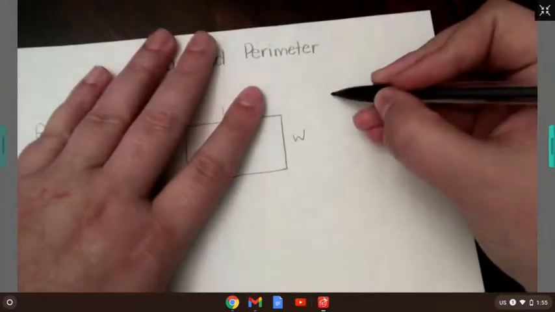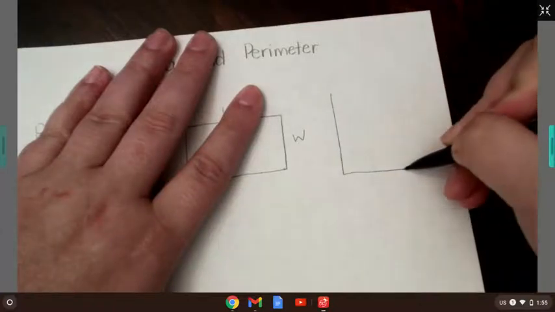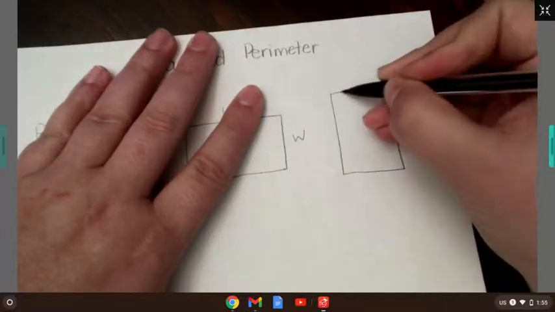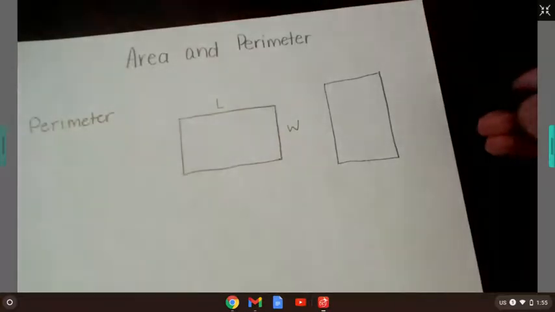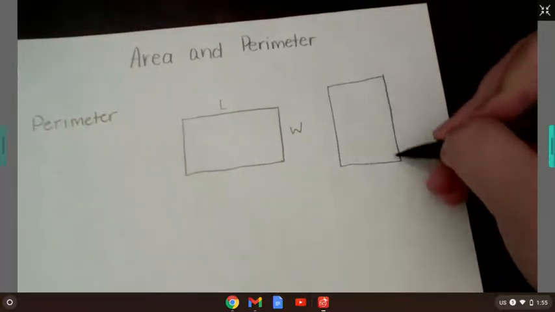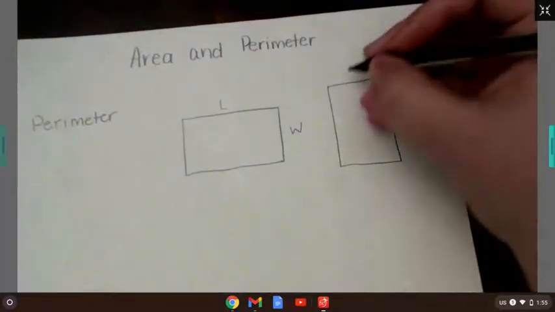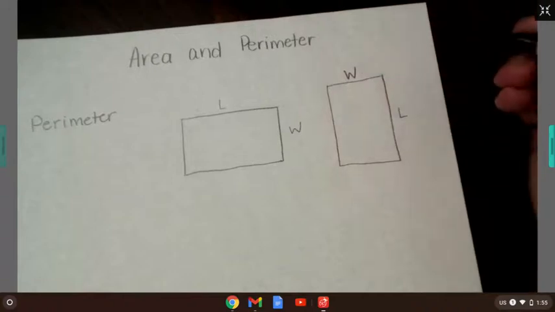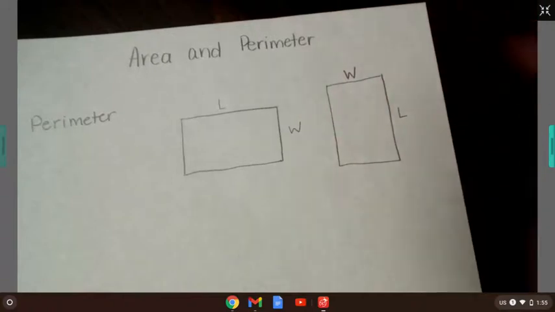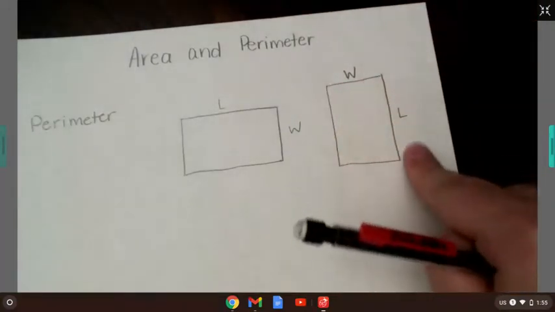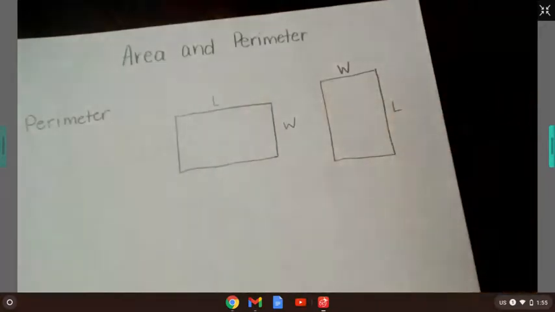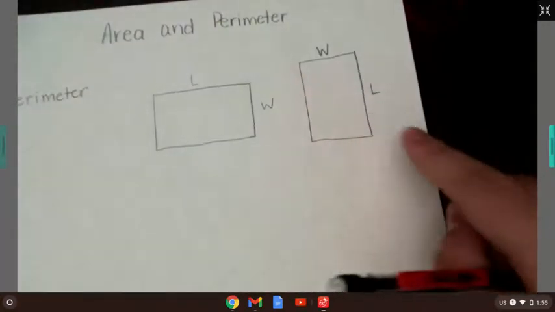Now you'll see on Zern a rectangle that looks like this. And again, going by what I just said, the length would be your longer side. So length would be here, width would be here. But perimeter is going to be the same thing. Perimeter is going to be the outside of the shape. It's the boundary of the shape.